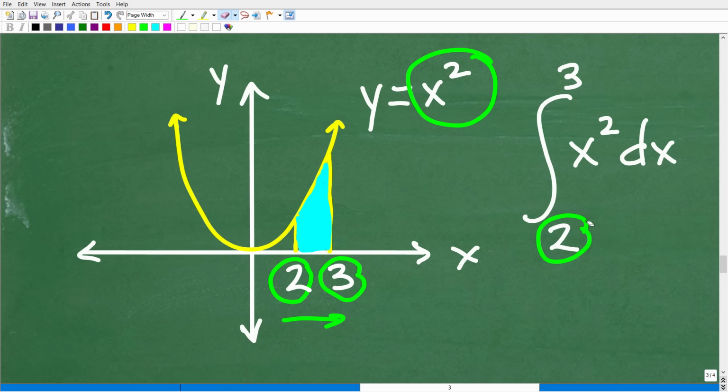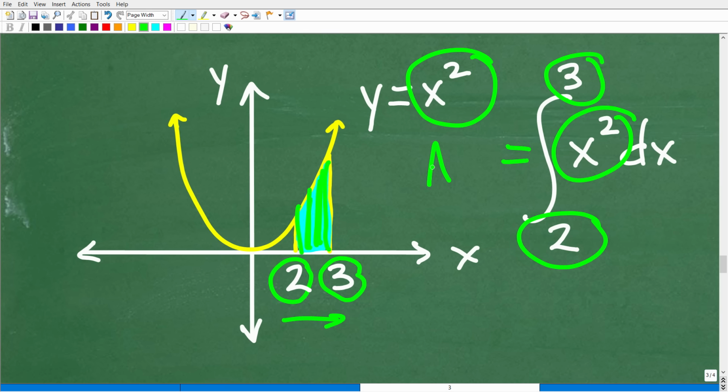Let me repeat that one more time. It says add up all the rectangles underneath this curve x squared, start from 2 and go to 3 on the x-axis. And when we add up all the infinitely small rectangles, we will have calculated the area of this shape right here, and that is the goal.